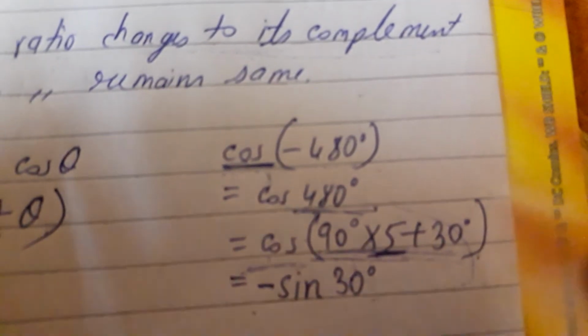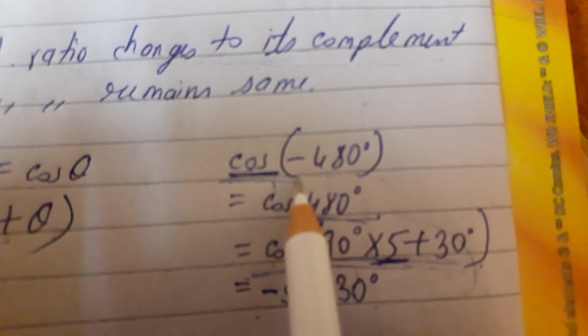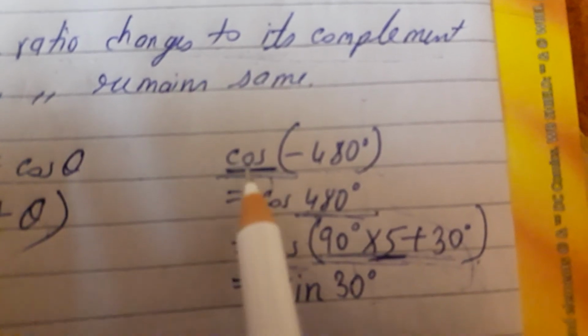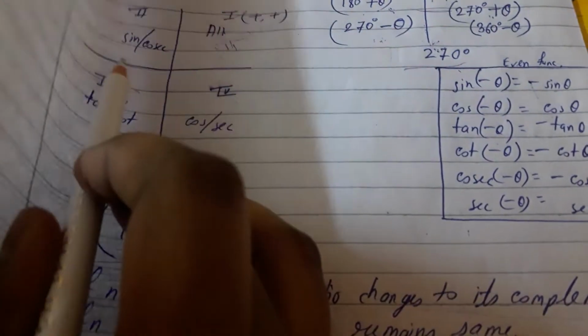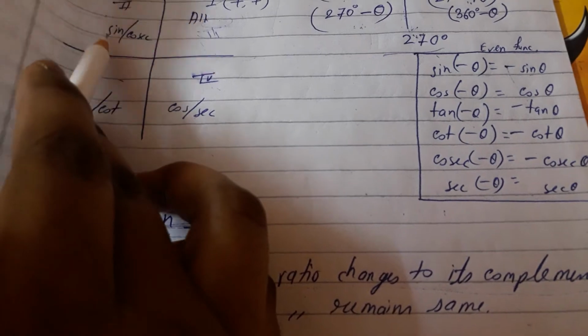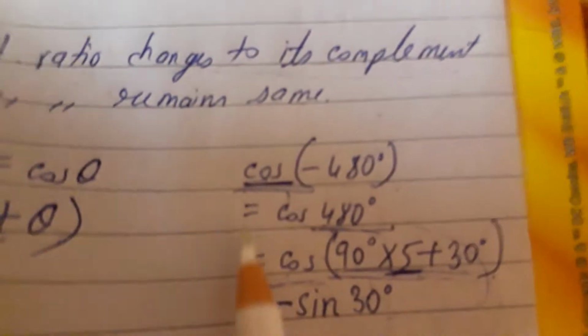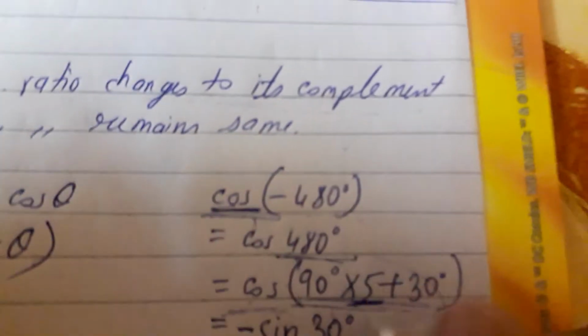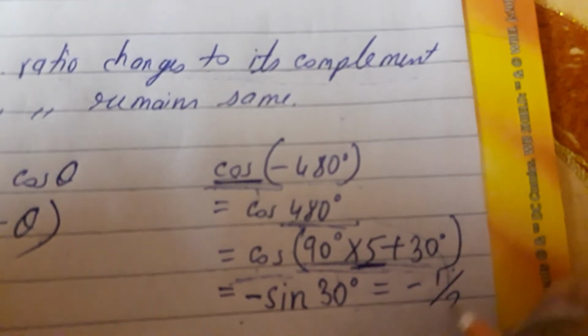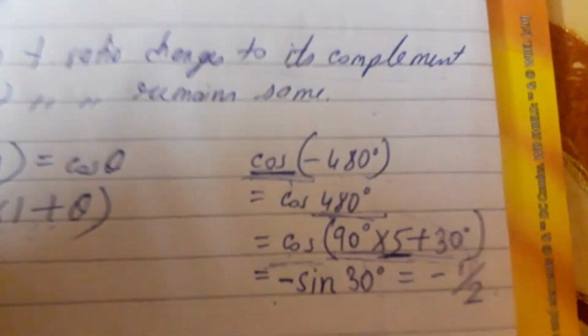You have to always see the mother function which is given. Here cos is given, and here this quadrant is of sine function, but the mother function is given as cos, so this will be minus sine 30 degree, so the answer will be minus half. In this way you have to solve.